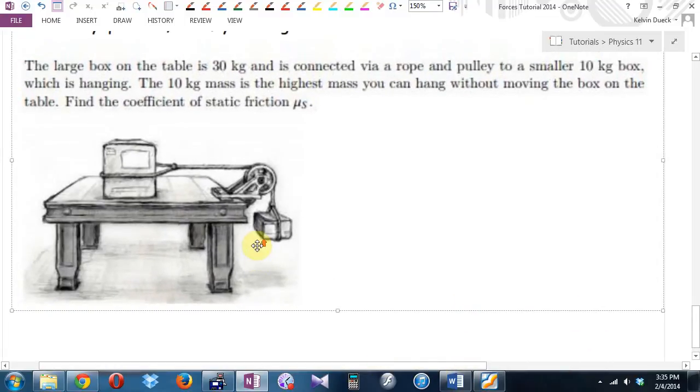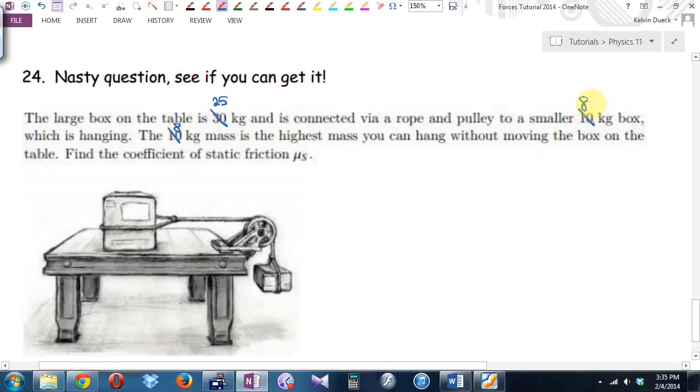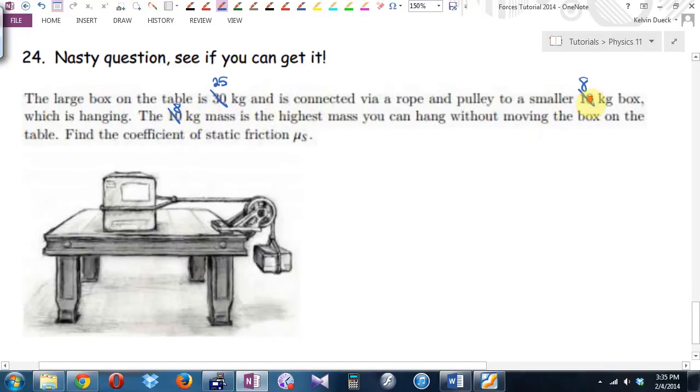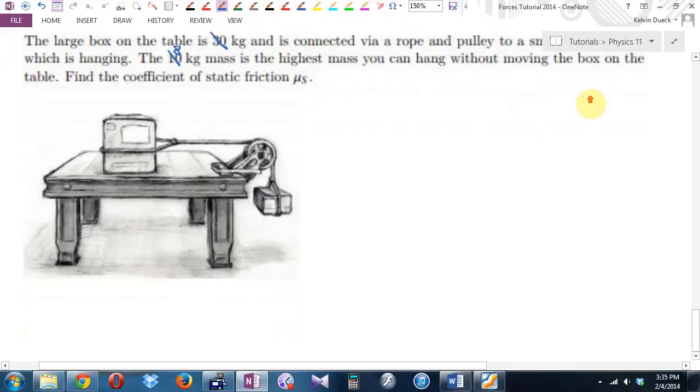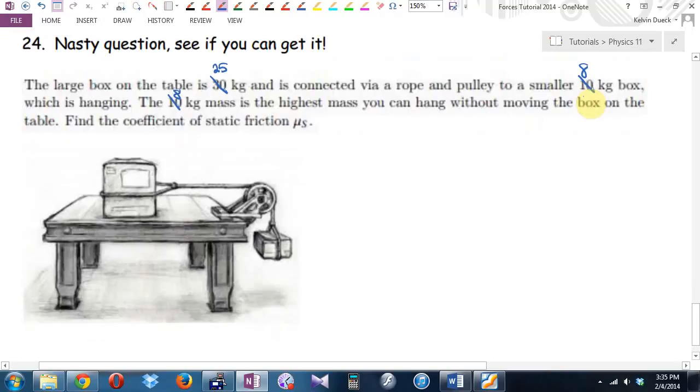It wants us to find what? Mu. And again, in my traditional approach, first of all, I'm going to change the numbers a little bit. Instead of 30 and 10, I'll make it 25 and 8. Now it's a whole new question, which means the answer is going to change. Good. I'll call this big one mass 1 and mass 2 in our traditional.